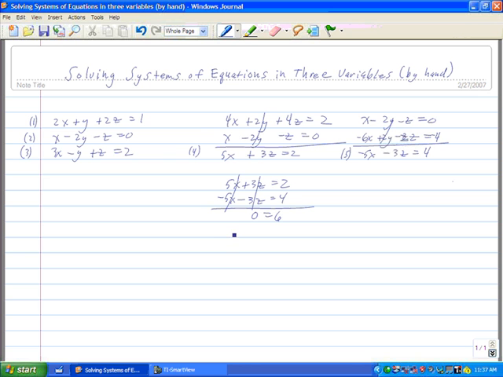That means that this system is what we call inconsistent, which means there is no solution to this system of equations.